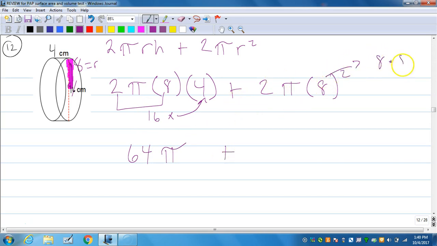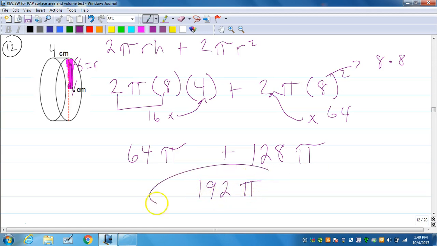8 squared means 8 times 8, which is 64. 64 times 2 is 128. Bring down the pi symbol. 64 plus 128 is 192 pi.